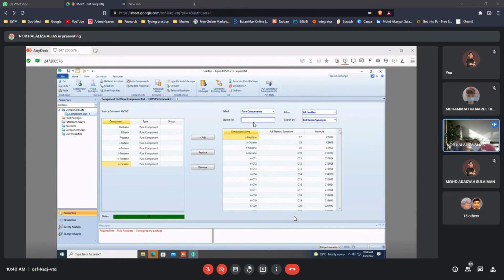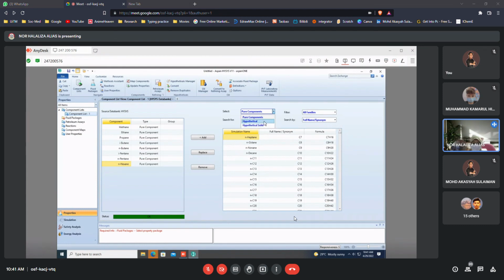Okay, kat sini you guna C7 ni tak ada dalam bank ni. Ini kan pure component. Pure component maknanya data yang dah exist dalam data bank. You go to hypothetical. Ada dua, satu hypothetical, satu lagi hypothetical solid. Solid ni nanti kita buat dalam lab 4 nanti ke lab 5. Yang ni kemudian lah.